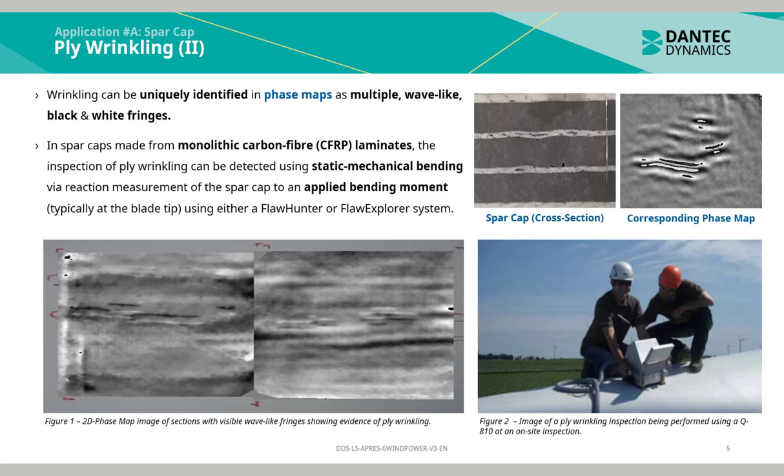Figure 1 below shows a 2D phase map image of sections with visible wave-like fringes showing evidence of ply wrinkling. In Figure 2 we see an image of ply wrinkling inspection being performed using a Q810 at an on-site inspection.